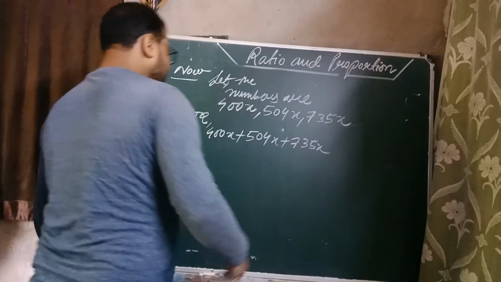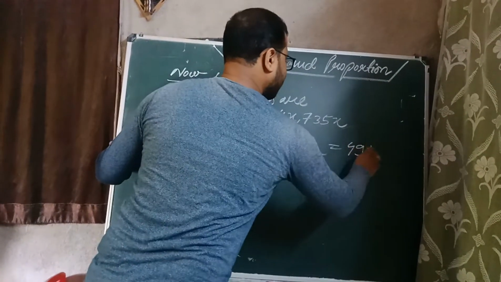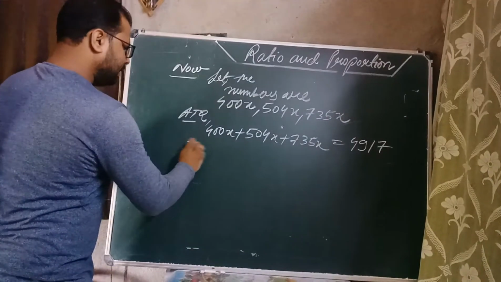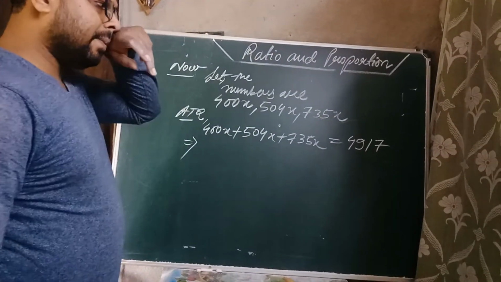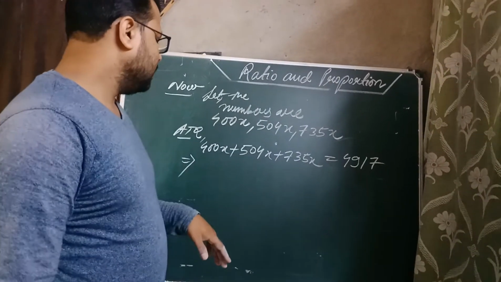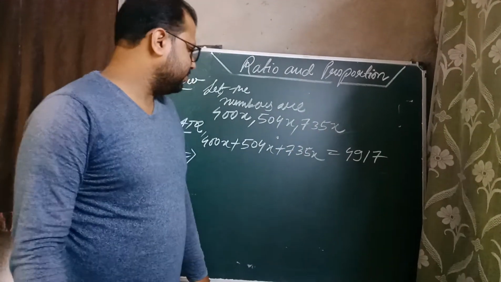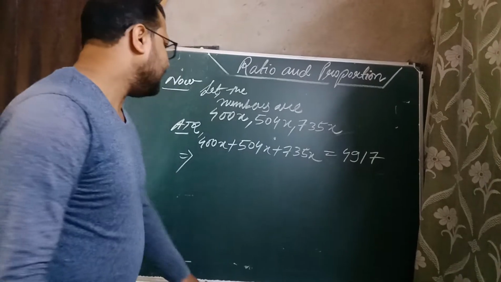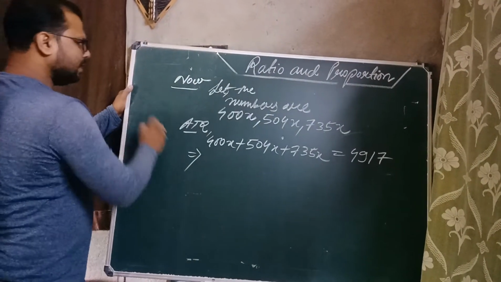Is equal to what, student? Is equal to 4917. This is the sum given. I hope it is clear, students. Now we'll add it up together. 400 plus 500, 904. 904 plus 35, 939. Let's add it up so that no confusion will be there.